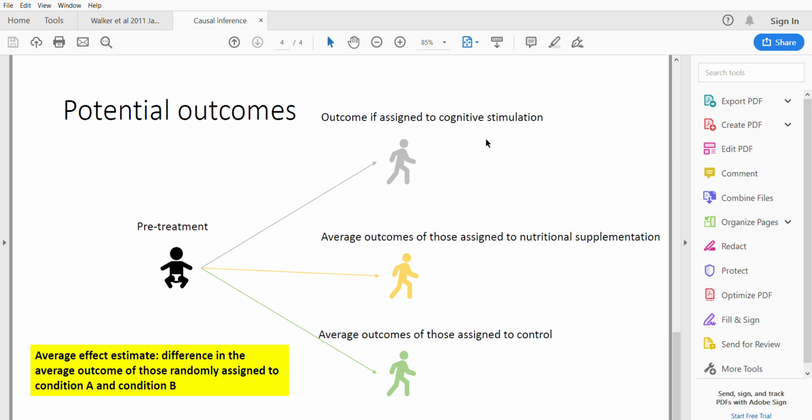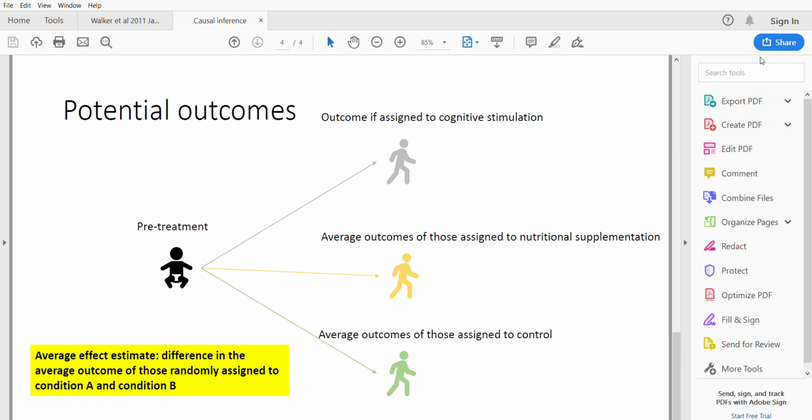A reason that this works is that we have randomly assigned units to the three different conditions, and what that means is that the potential outcomes that we observe for those who are assigned to nutritional supplementation are good proxies for the potential outcomes that we would have observed among those children assigned to cognitive stimulation if we had assigned them to nutritional supplementation. So essentially, we're allowing units who were assigned to one condition to act as proxies for what would have happened to units assigned to a different condition if they had been assigned to the first condition. This allows us to estimate causal effects.